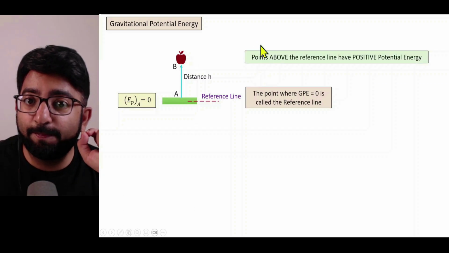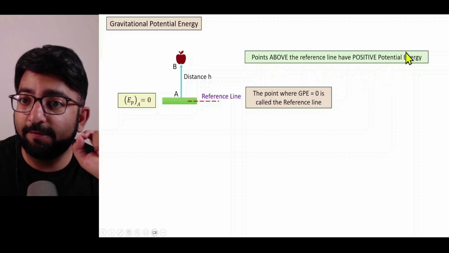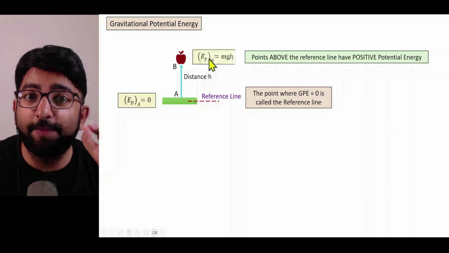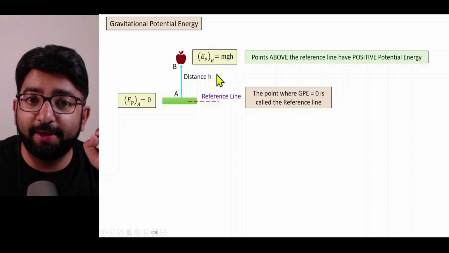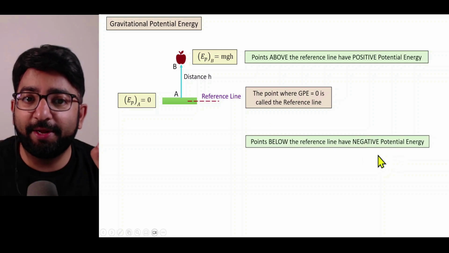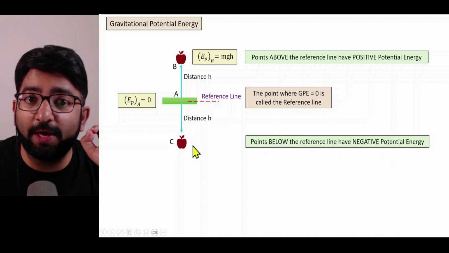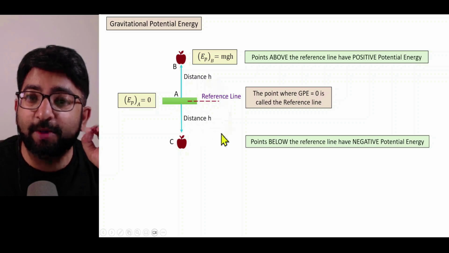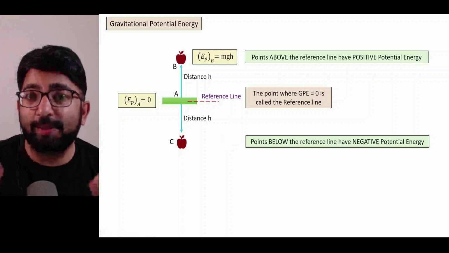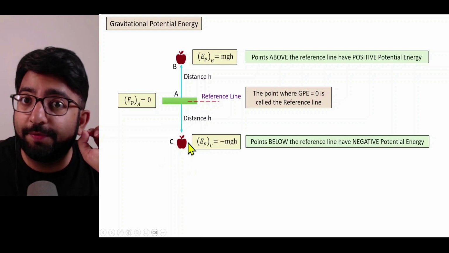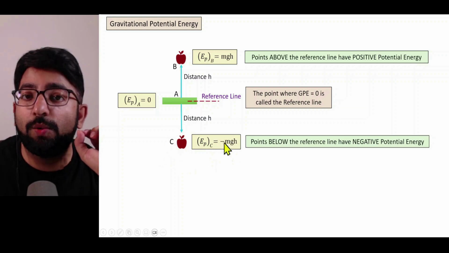After that, let's read this. Points above the reference line have positive potential energy. Over here, the point B is above the reference line, so potential energy will be positive mgh, which I have represented here. On the other hand, points which are below the reference line have negative potential energy. Let's look at the same image, but with the apple under the ground. In this case, the distance between A and C is h only, the same as above. So the magnitude of the potential energy will still stay the same, mgh, but it will have a negative sign. So potential energy of the apple at the point C will be equal to negative mgh.